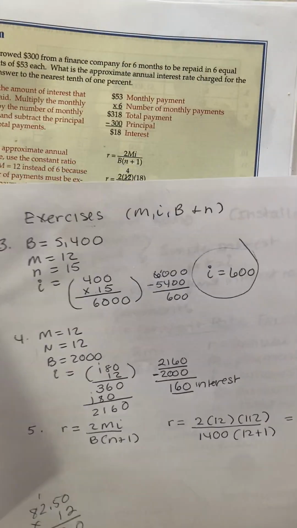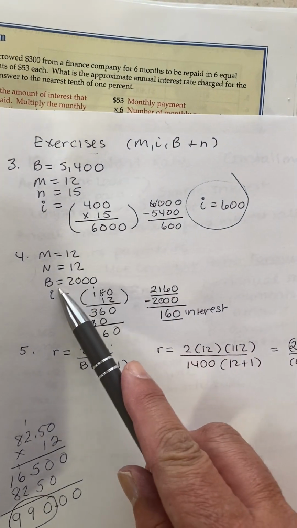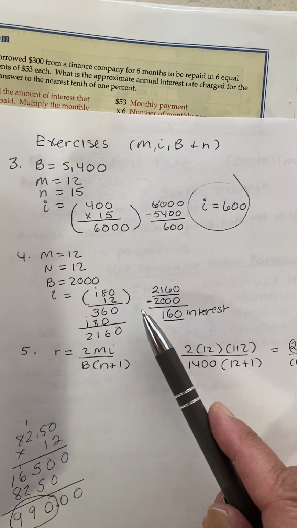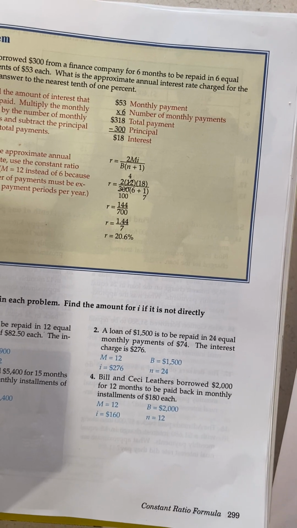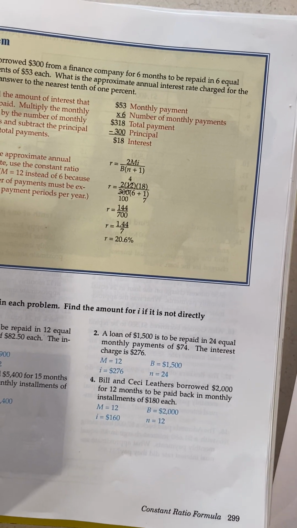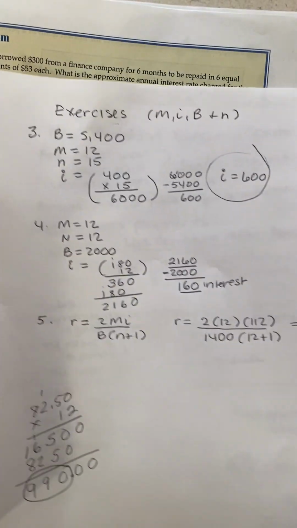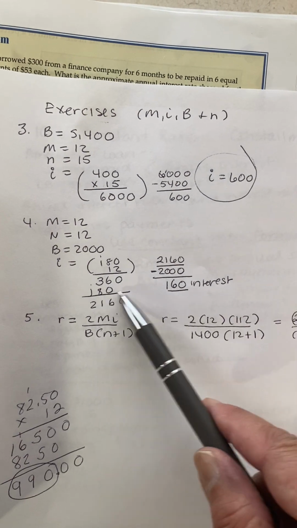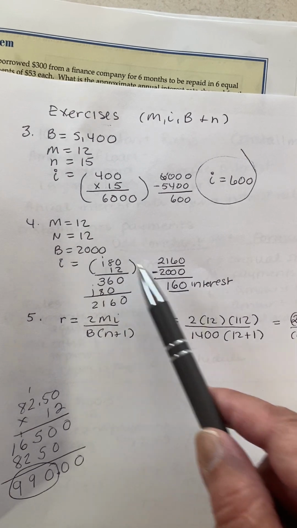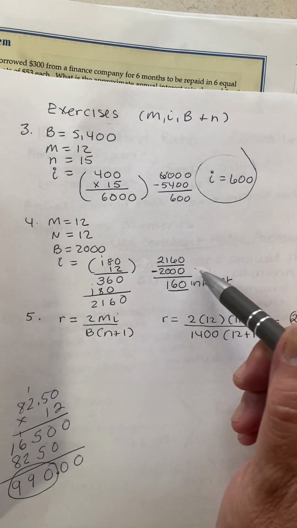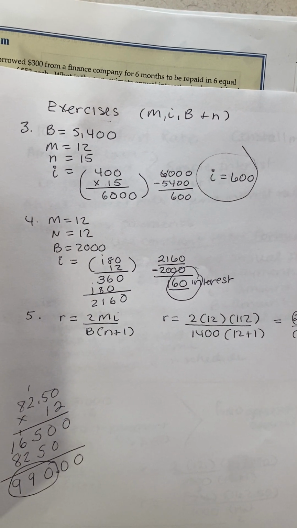So let's see how I did here for you. M, 12 months, N, 12 months, base is 2,000. We have that. So we have the interest here. And what did they say for the interest? To be paid back in installments of $180 for 12 installments. So 180 times 12, we get 2,160. Well, we only borrowed 2,000, so we subtract that and our interest is $160, and now we can pay it back. Okay.